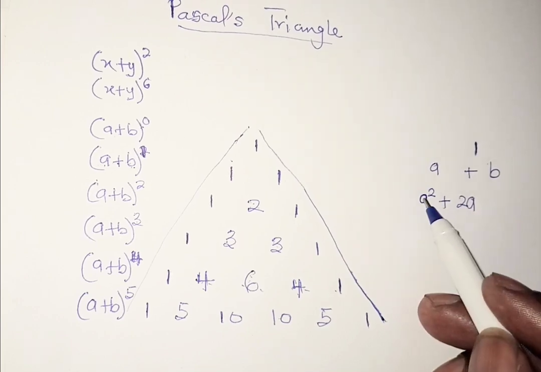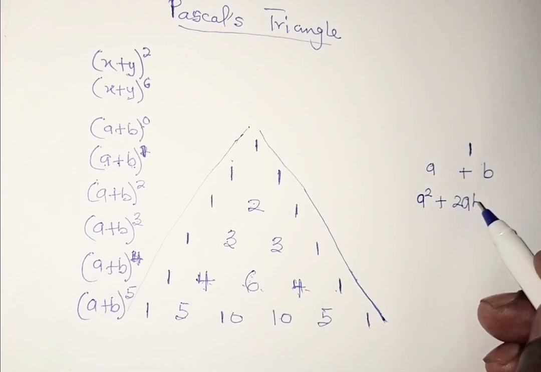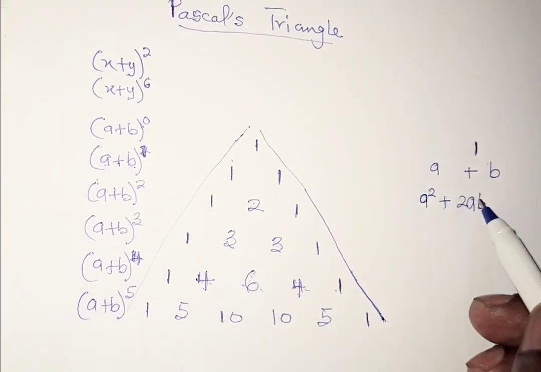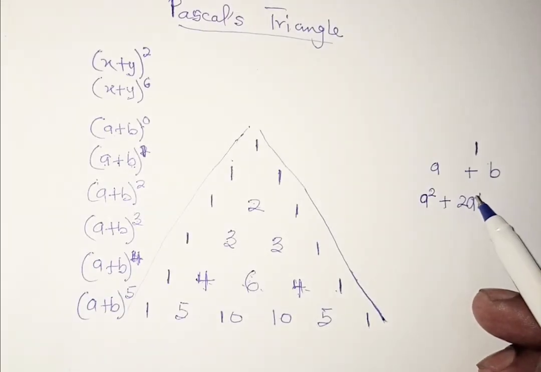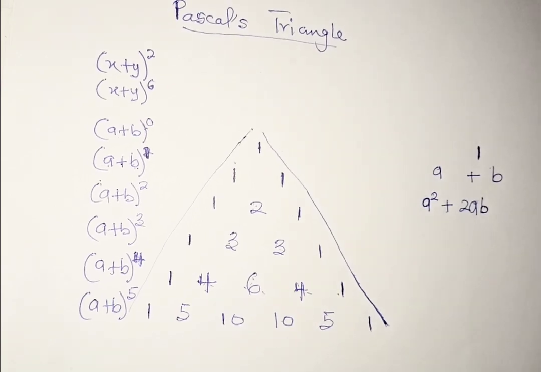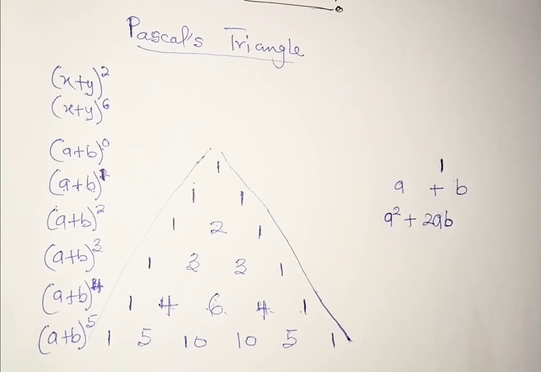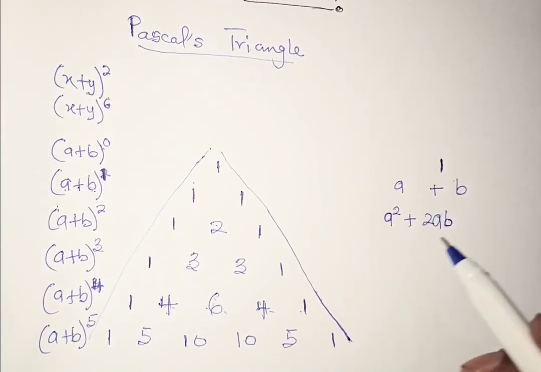And as soon as the A starts reducing, then the B also starts. We are talking about the exponent. So here it is 2. When it is reduced by 1, it is left with exponent 1. That's why I didn't write the 1. So the B also starts increasing. That is the nature of this Pascal's triangle and the expansion.